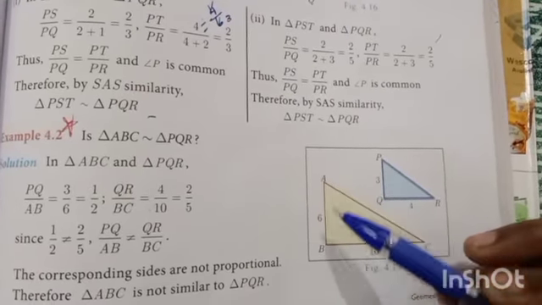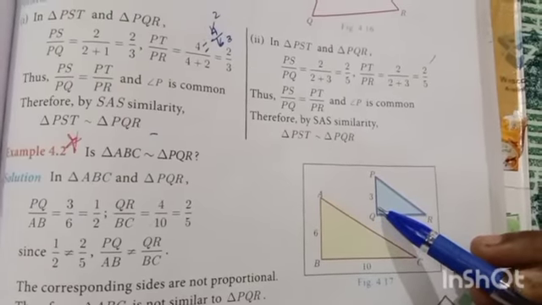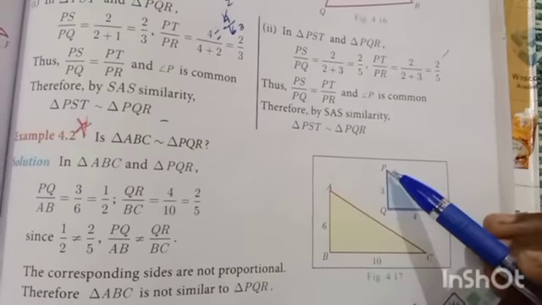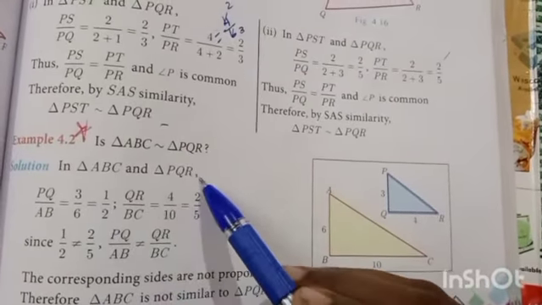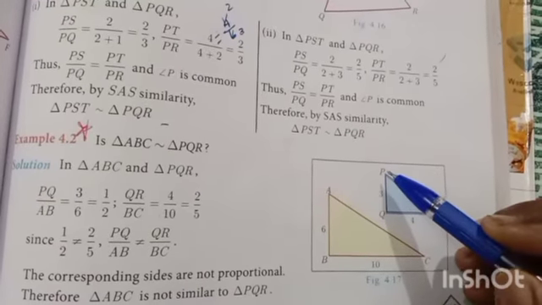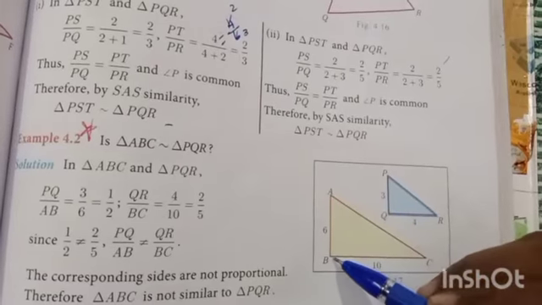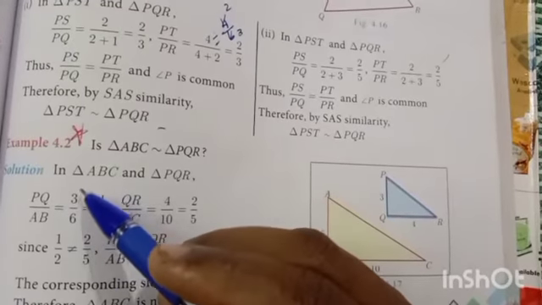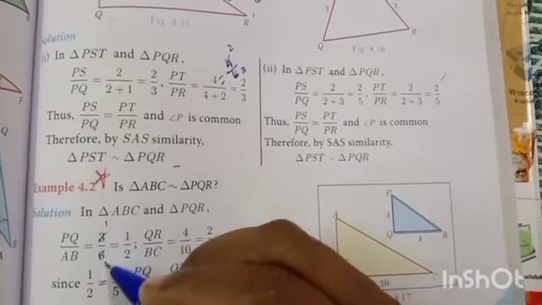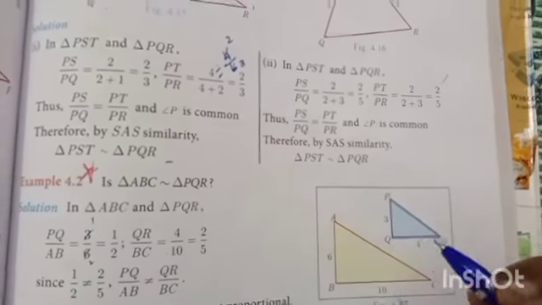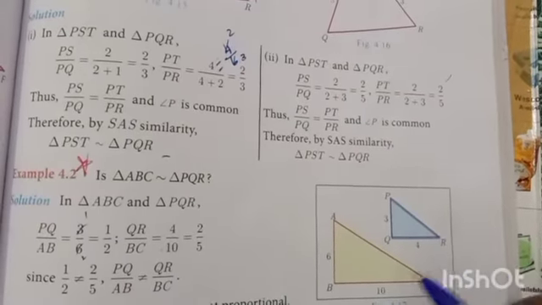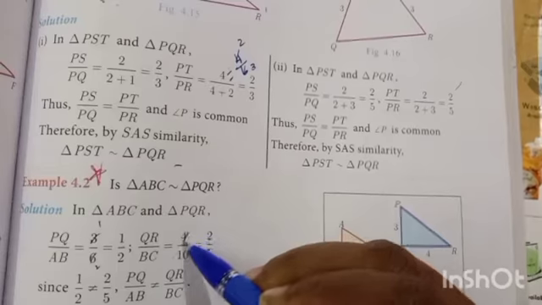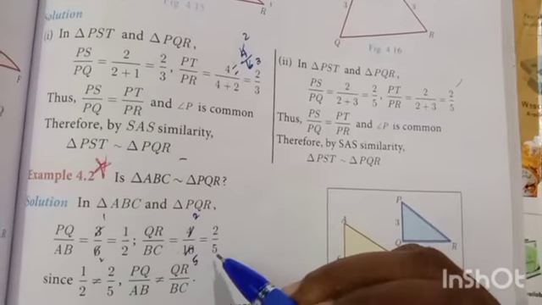What are the corresponding sides? AB by PQ, or you can consider PQ by AB. That is your choice. Here, considering triangles ABC and PQR, I take the smaller triangle first, that is PQ by AB. PQ value is 3, AB value is 6. So 1 three is 3, 2 threes are 6, that is equal to 1 by 2. Next corresponding side, QR by BC, that is 4 by 10. 2 twos are 4, 5 twos are 10. So that is 2 by 5.